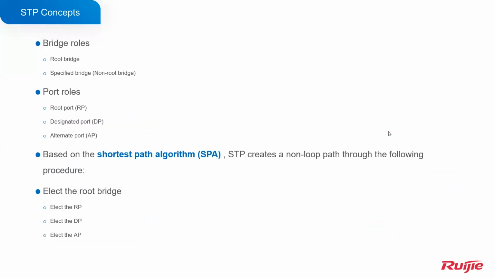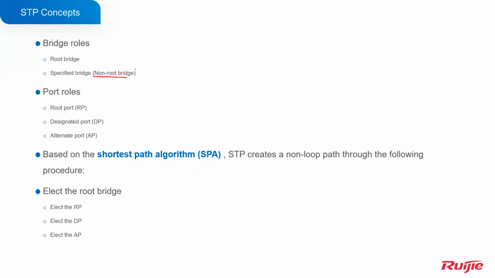To achieve these functions, we should know some concepts. First are the bridge roles. In STP, we have two different roles of bridge, as you can see here: the root bridge and the specified bridge. The specified bridge is also called the non-root bridge. So, root bridge and non-root bridge. And all the ports have three different roles: root port, designated port, and alternate port.